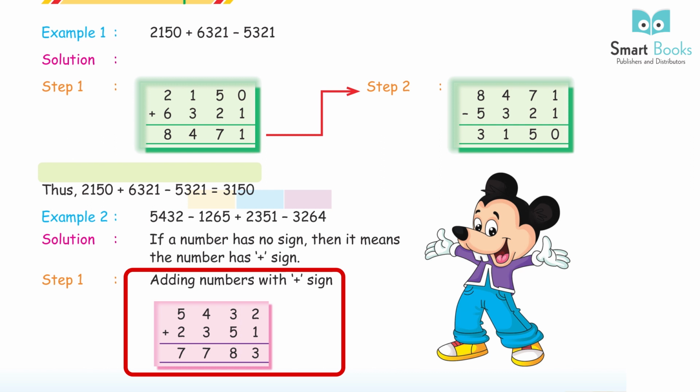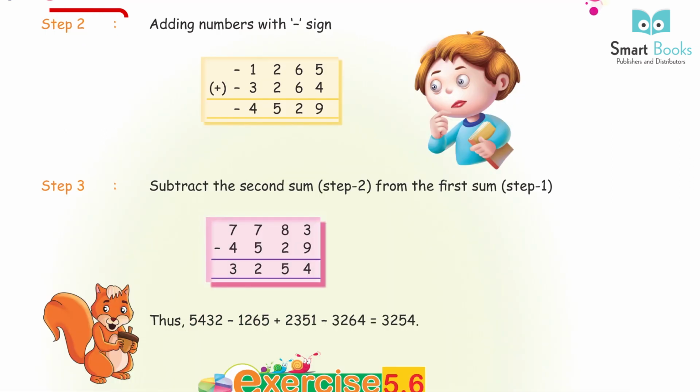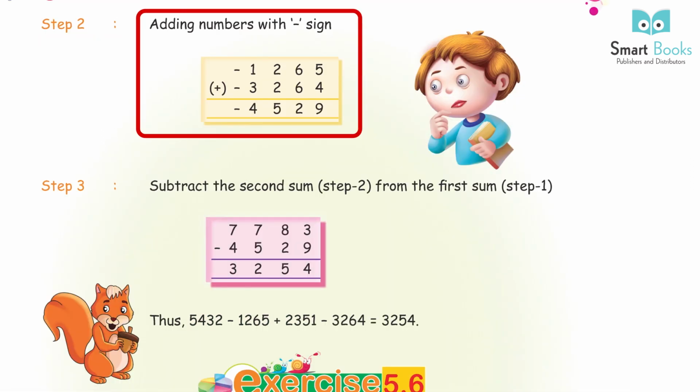5,432 plus 2,351 is equals to 7,783. Step 2. Adding numbers with minus sign. Minus 1,265 minus 3,264 is equals to minus 4,529.